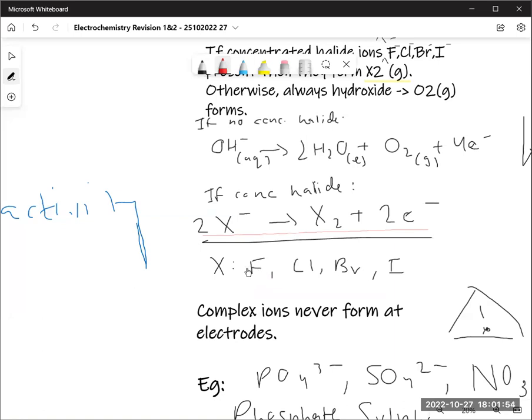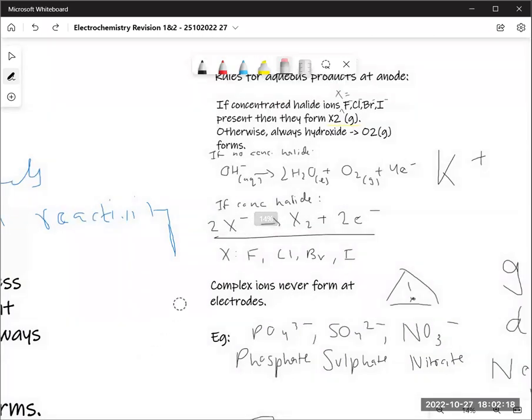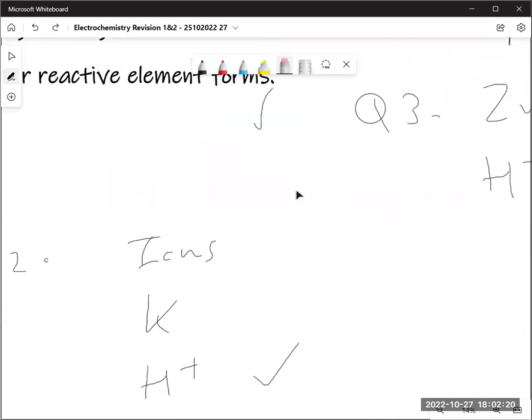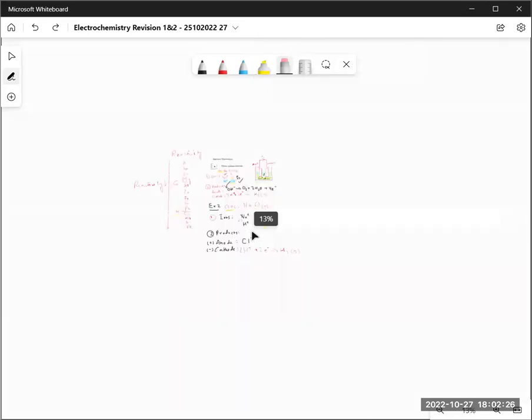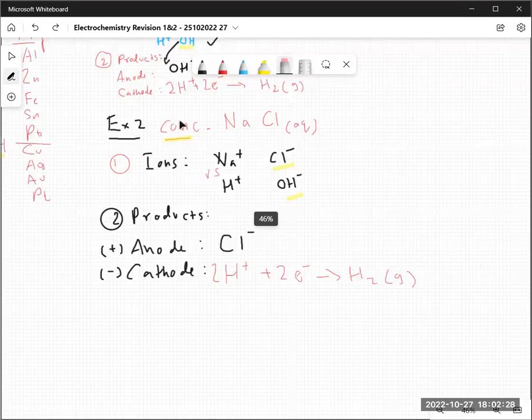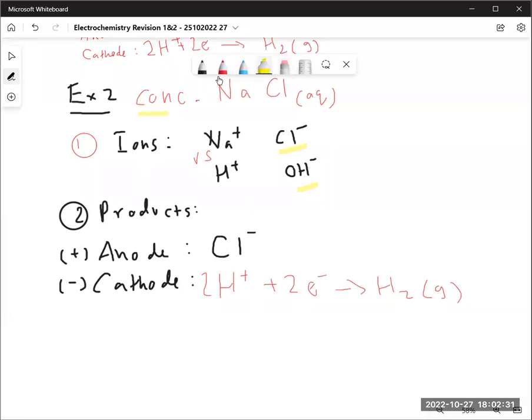So right now I don't have fluorine, I have chlorine. So in place of X, I'll just put chlorine. So what is the equation? 2Cl minus gives the product Cl2 plus 2 electrons. Yes. All you have to do is replace the X. I hope that's clear. Any questions? And the X will be replaced only with the halide, the group 7 halide which is present, and if it's concentrated halide. Only concentrated.